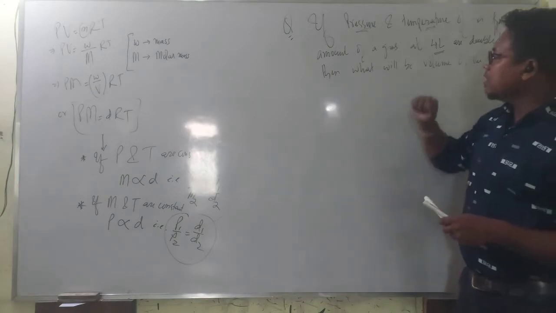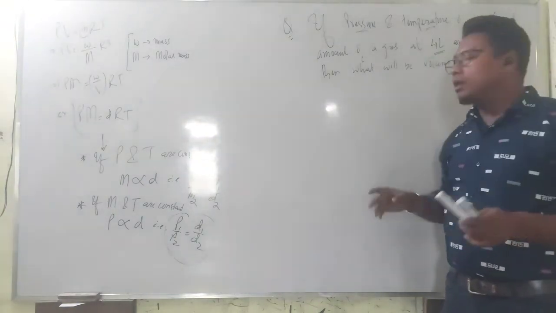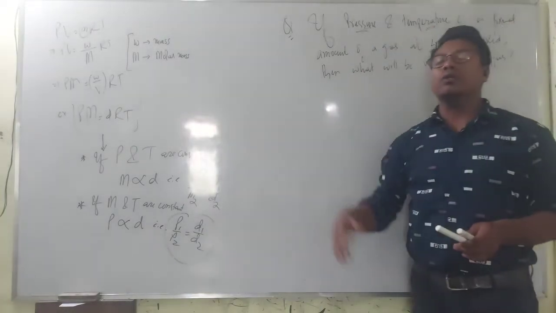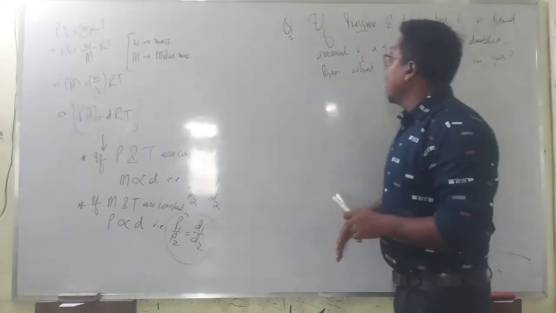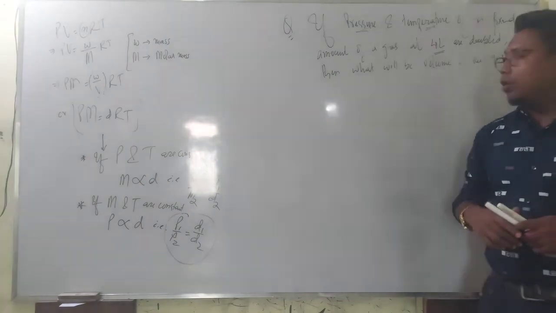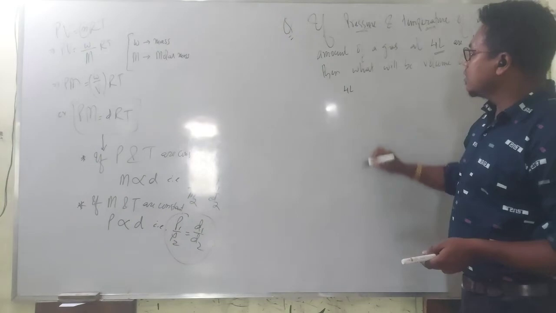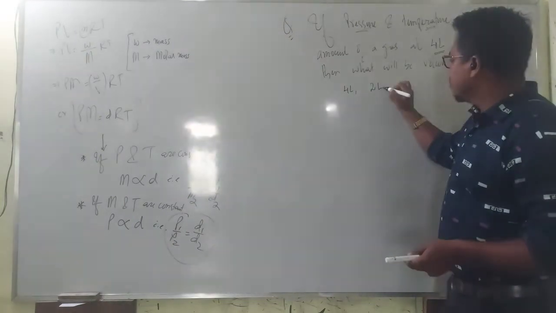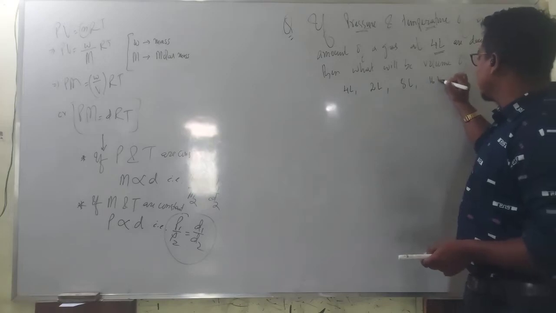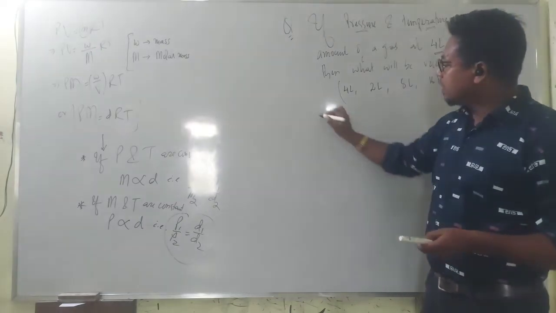Take a fixed amount of gas whose volume is 4 liters, and the pressure and temperature are doubled, two times. Then what will the volume be? Let me write the options. The options are 4 liters, 2 liters, 8 liters, and 16 liters. Let me choose from these options. So let me solve this question.